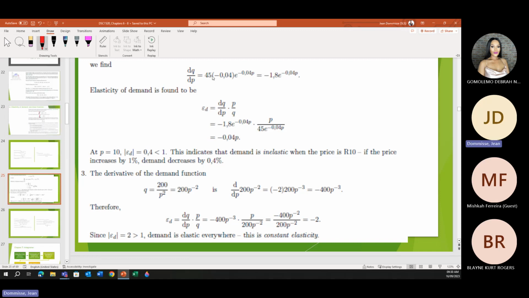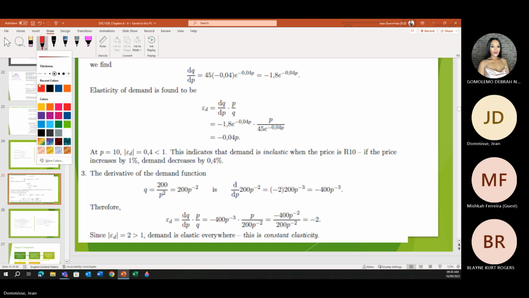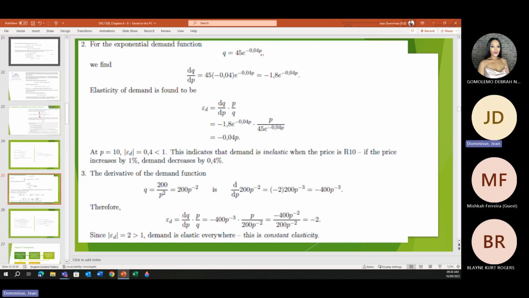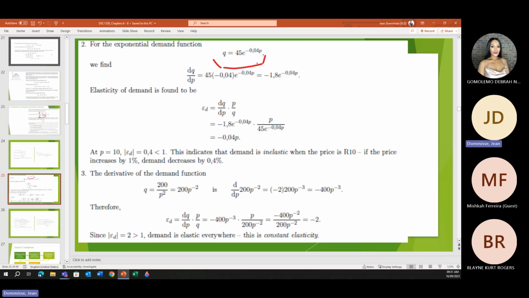So here we sit with a function. Let me just get my draw back. So here's the function that we're looking at. If you look at that, we need to differentiate that. Again, if we go back to slide 23, that is what we need to do to get your elasticity. So we need to differentiate that.